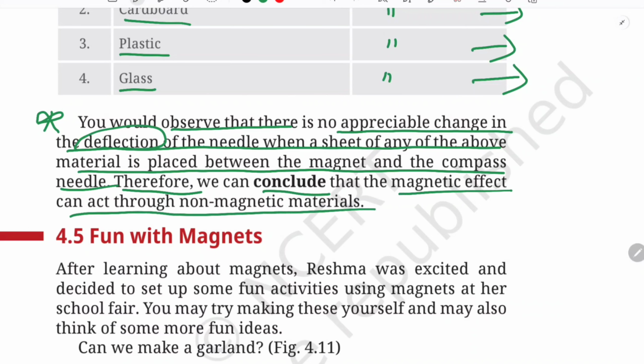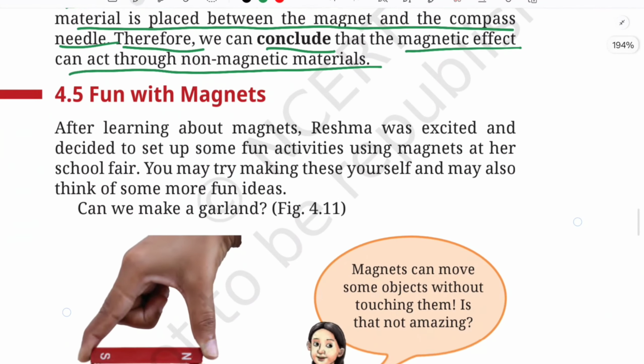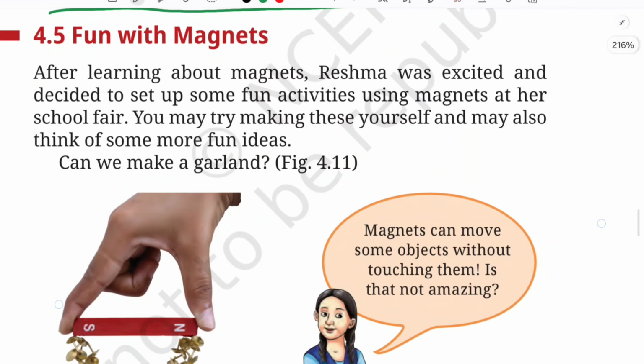So, with this experiment, what can we conclude? We can conclude that the magnetic effect can act through, that is, it can pass through, non-magnetic materials. So, now let us have some fun with magnets.